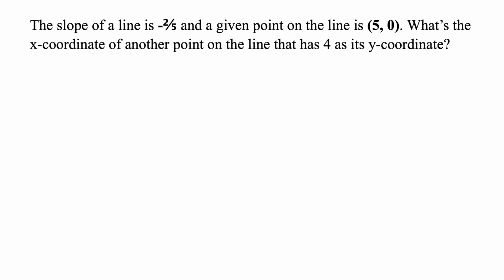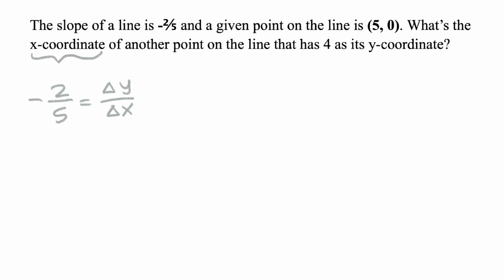Okay, so we're going to do a word problem to wrap things up and make us think of slope in kind of a different way. The slope of a line is -2 over 5, and a given point on the line is 5, 0. What's the x-coordinate of another point of the line that has 4 as its y-coordinate? Well, this just means -2 over 5 is equal to the change in y over the change in x.